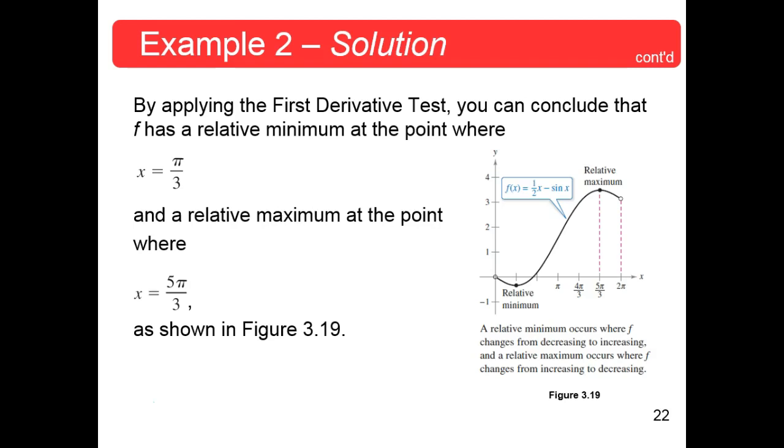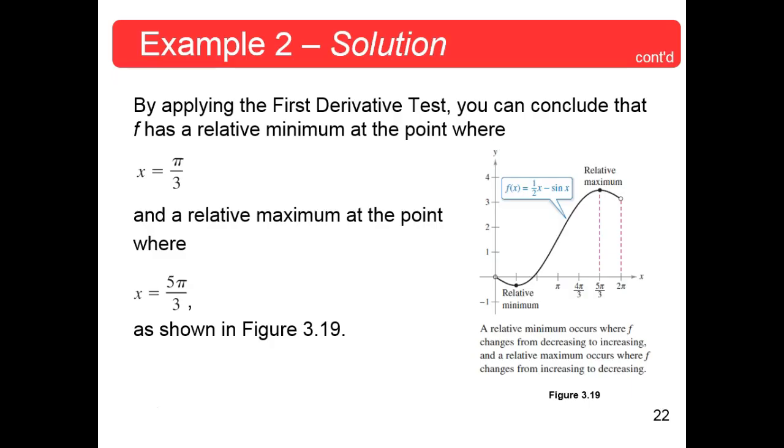So the relative minimum occurs where it changes from decreasing to increasing, relative maximum where it changes from increasing to decreasing. And that's all she wrote for that. They never did figure out the actual values of it, which seems like you would have, but they didn't. All you do is plug them into the original function.